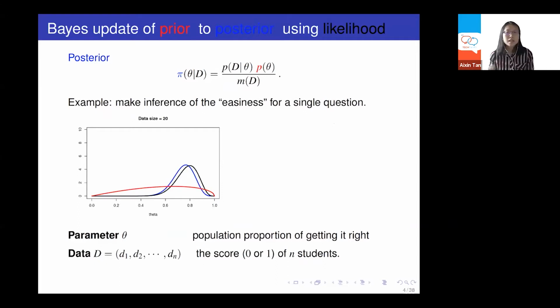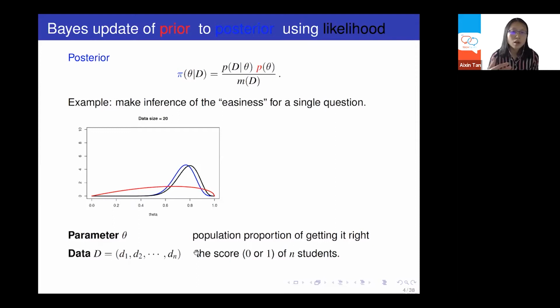So on this next page on top, I repeated this formula, or Bayesian rule, and I'm going to give you a visualized example. In this toy example, we have a single test question, and our goal is to make inference of the easiness of this question. Let's say to reflect that easiness, maybe we'll define the parameter theta to be the population proportion of students who get it right. And in reality, you will collect data. Maybe you let 20 students work on this problem independently, and each one gets it correct or incorrect, hence a 1 or 0 score.